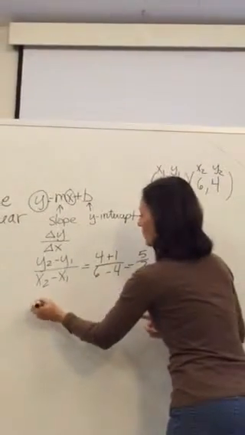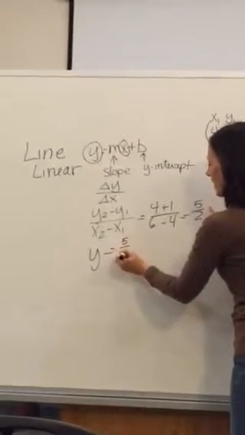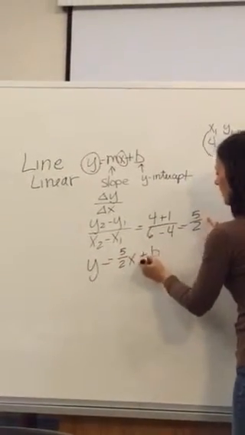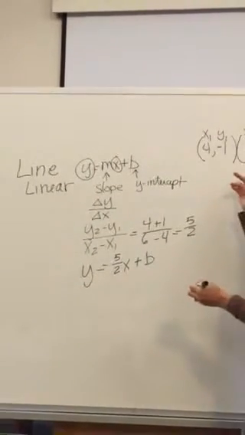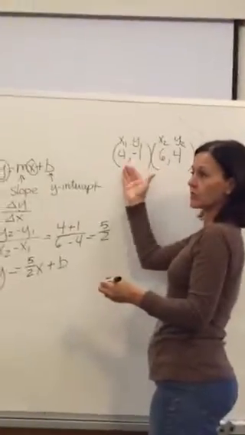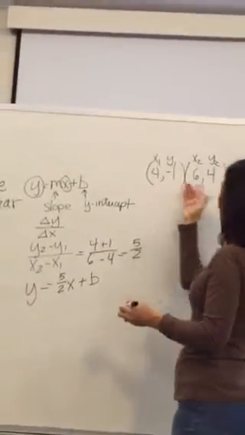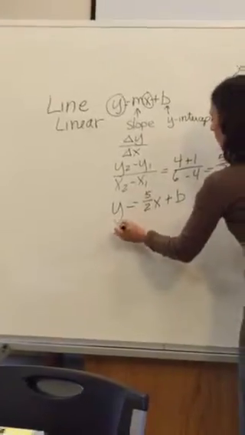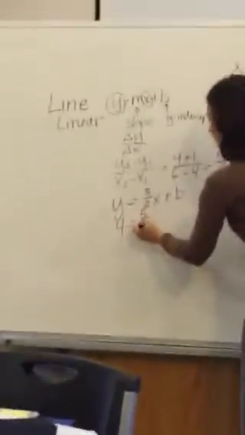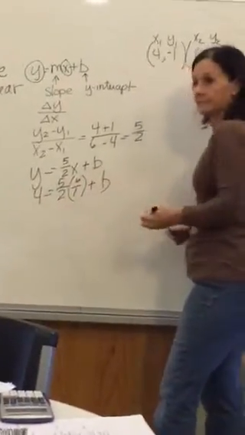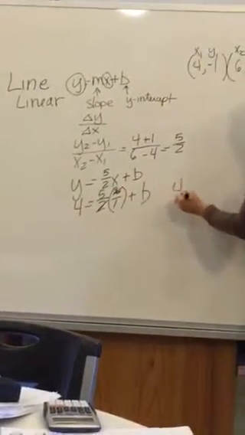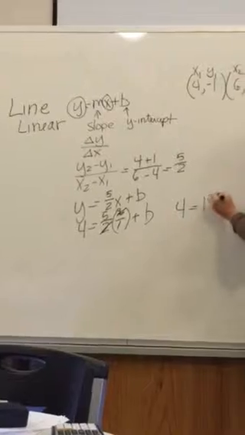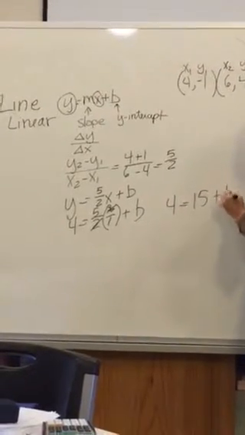So now I can write y equals 5/2 x plus b. Now we have to solve for b, right? And we solve for b by plugging in one of these. Which set of coordinates you want to plug in? 6 and 4. Okay. So 4 equals 5/2. 6 is 6/1, right? Plus b. I can reduce before I multiply. And I have 4 equals 15 plus b.